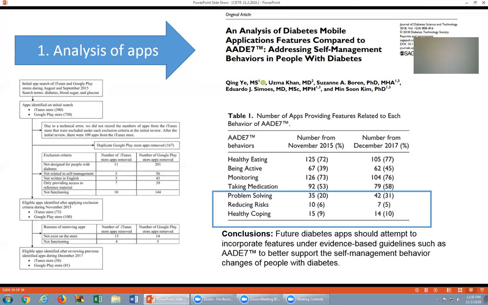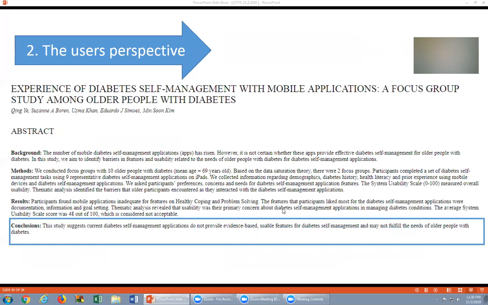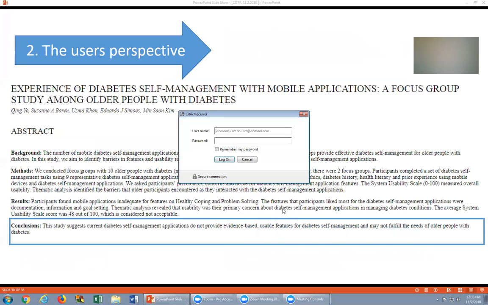So the conclusion was future diabetes apps should attempt to incorporate features from this AADE7, which are validated principles that are easy to use and have shown to improve diabetes care to better support the self-management behavior of people with diabetes, because again, diabetes is not controlled by you or me, it's controlled by the person who has diabetes. So once this first step was done, then we take the second step. What is the user's perspective?